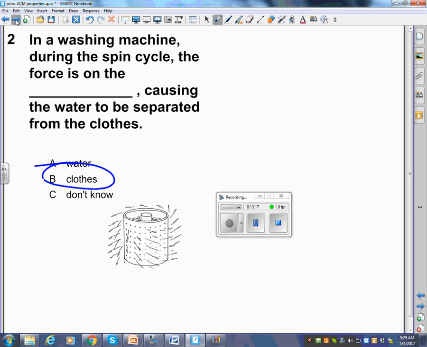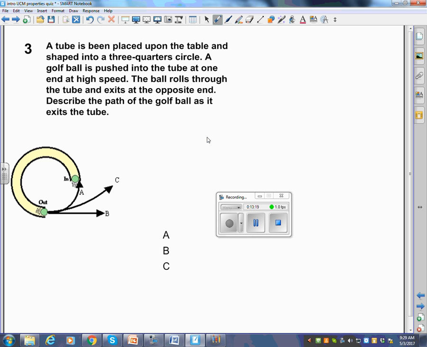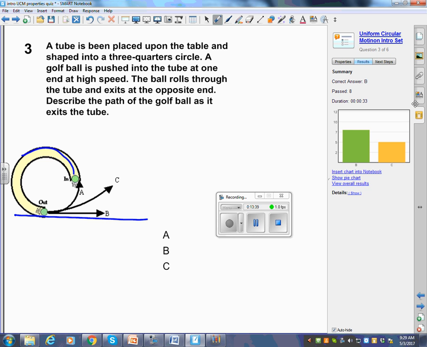A tube has been placed upon the table and shaped into a three-quarter circle. A golf ball is pushed into the tube at one end at high speed. So the ball, this is sitting flat on a table like this, and the ball is fired in there and it comes whistling around, and when it comes out, does it go path A, path C, or path B? What do you think? The correct answer is B.